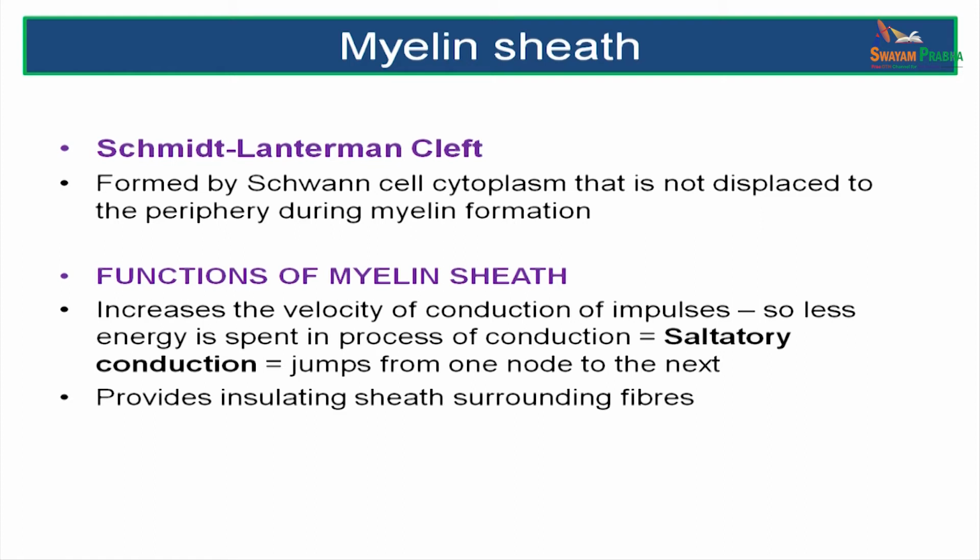What are the functions of a myelin sheath? The myelin sheath is important because it protects the neuron. It also provides the nodes and internodes, and this helps in a faster conduction called the saltatory conduction.